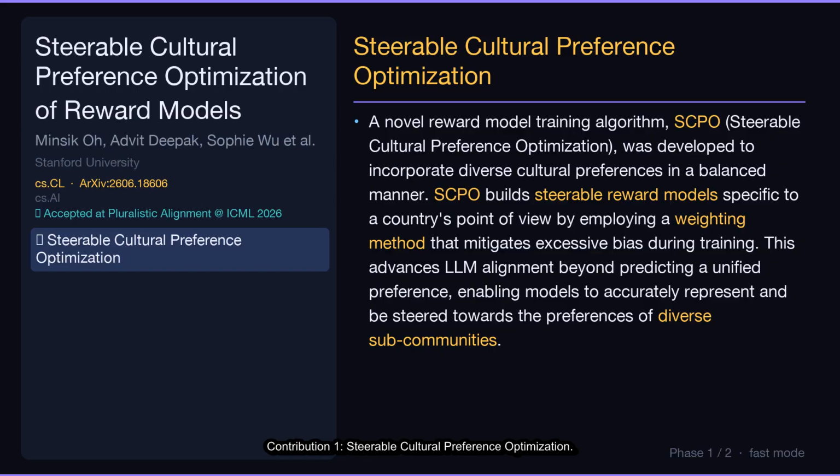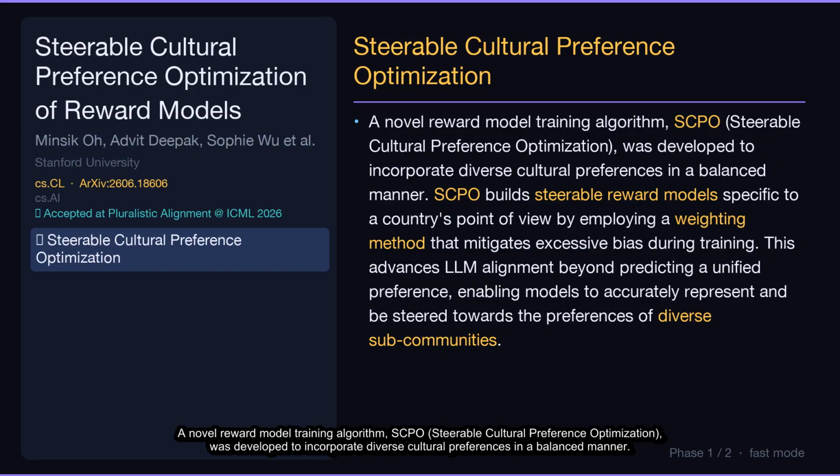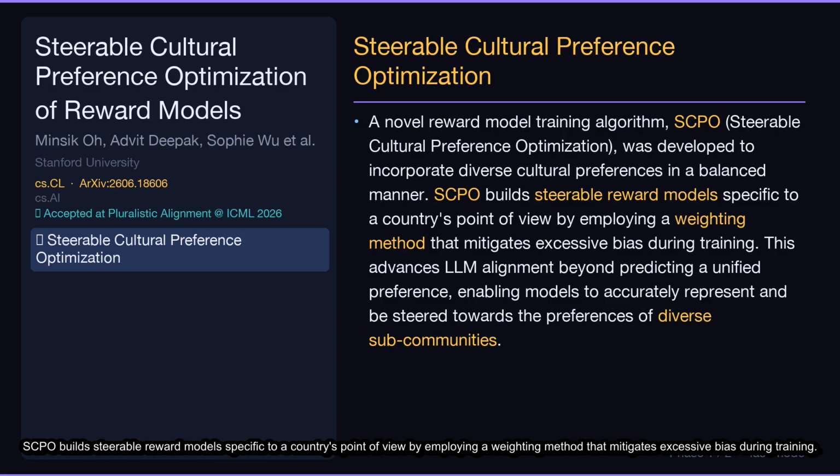Contribution 1. Steerable Cultural Preference Optimization. A novel reward model training algorithm, SCPO, Steerable Cultural Preference Optimization, was developed to incorporate diverse cultural preferences in a balanced manner. SCPO builds steerable reward models specific to a country's point of view by employing a weighting method that mitigates excessive bias during training.